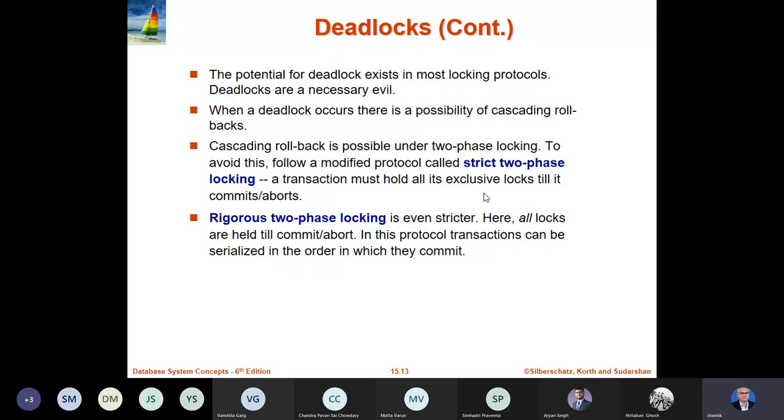And there is another one, which is R2PL or rigorous two-phase locking, in which all locks are held till commit or abort. The middle one, S2PL, holds only the exclusive locks till commit or abort, and here all locks are held till commit or abort. In that case, the advantage is that the serializable order will be the order in which they have committed. That is what is meant by S2PL and R2PL.